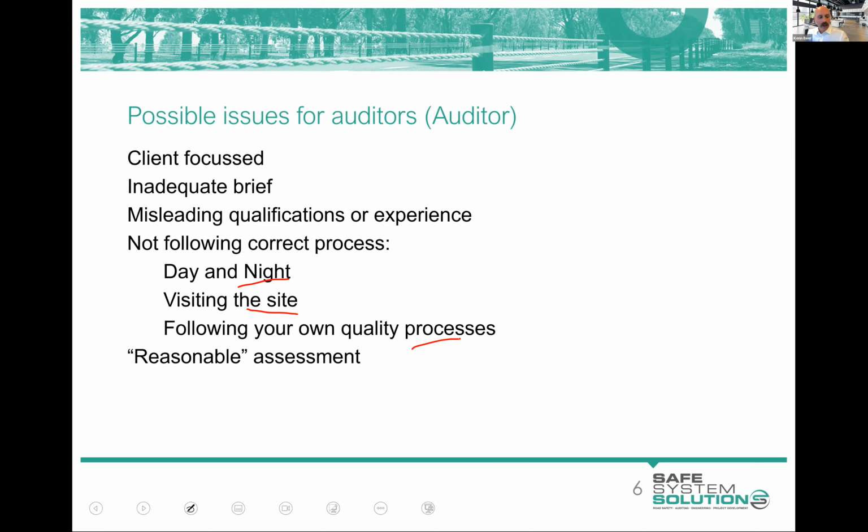Not following your own quality management processes and systems, and that will depend on what organisation you're in. It was different for different organisations. And then what the legal fraternity talk about is a reasonable assessment. What is a reasonable assessment? Well, that plays out in court. Have you picked up things that your peers would have picked up? So there's some things to look at and think about as auditors. Now, I'll give you a little tip.